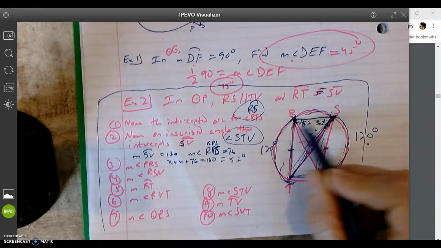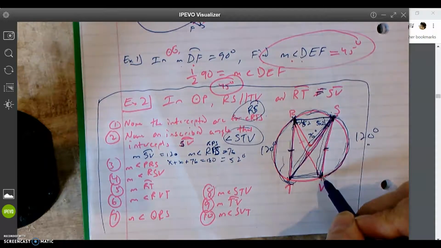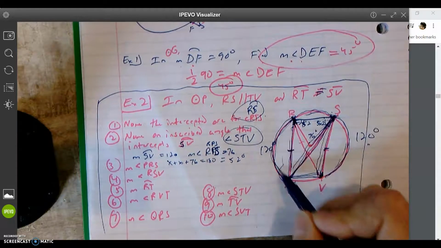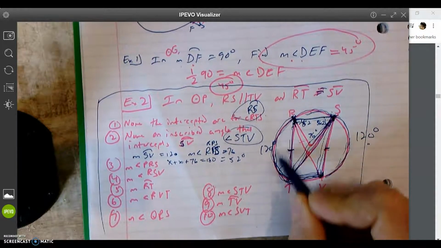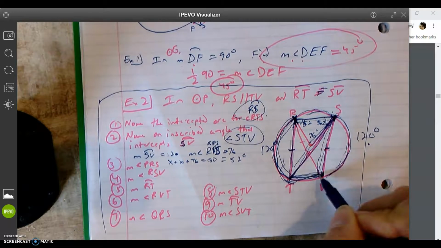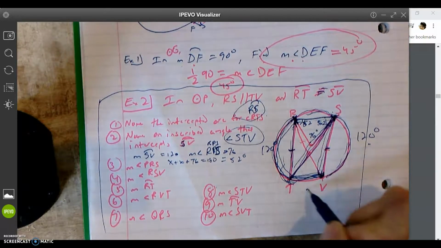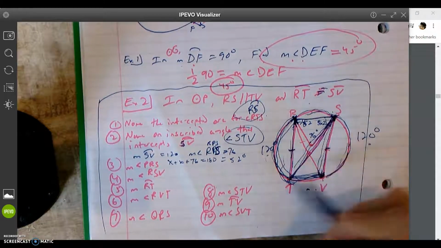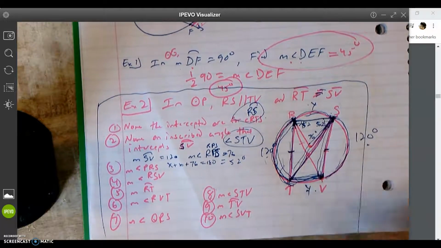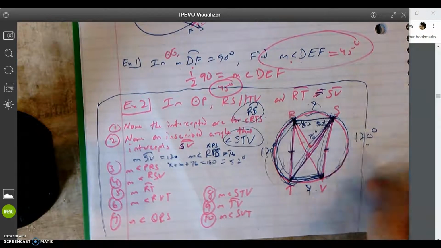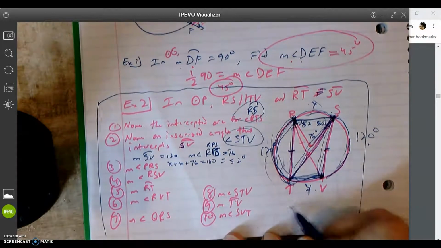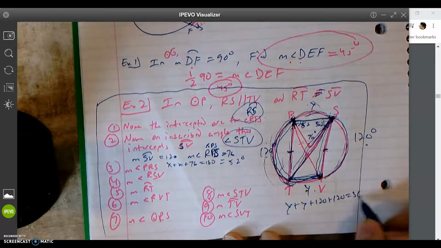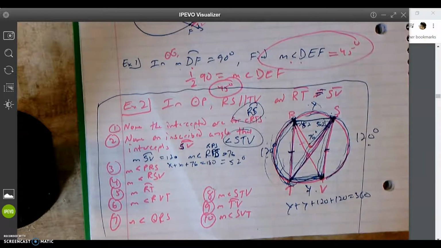All right, so RSV. RSV would mean it'd be 120 plus this. That's what we need. So what is this then? It's 120 plus this. Well, these are also going to be equal if these two are equal. So let's call this Y and this Y. Now 360 degrees is the whole circle. So that's going to be Y plus 120 plus 120 equals 360. Once I get Y, I can get the rest of the picture.